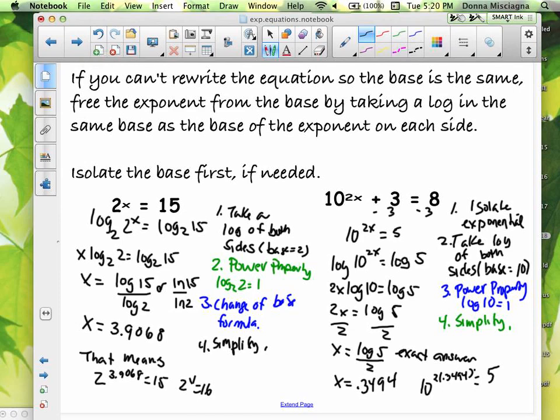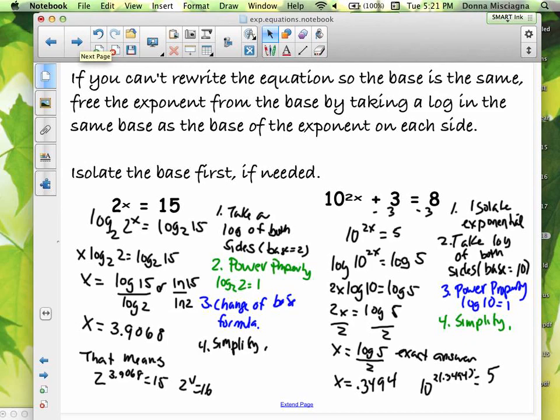I usually isolate my variable and then just plug the whole thing into the calculator. All right, so if you were asked on a test for the exact answer, that is technically the exact answer. So x equals log 5 divided by 2 is the exact answer. If we wanted the decimal approximation, that would be 0.3494. But you're actually not wrong to say log 5 divided by 2. Right? So there are 2 more for you.